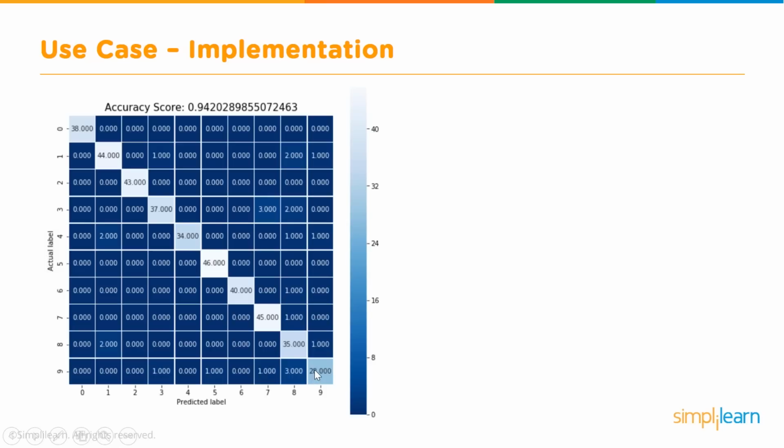For an ideal model which has, let's say, 100% accuracy, everything will be only in the diagonal. There will be no numbers other than 0 in all other cells. That is a 100% accurate model. So that's the gist of how to use this confusion matrix.